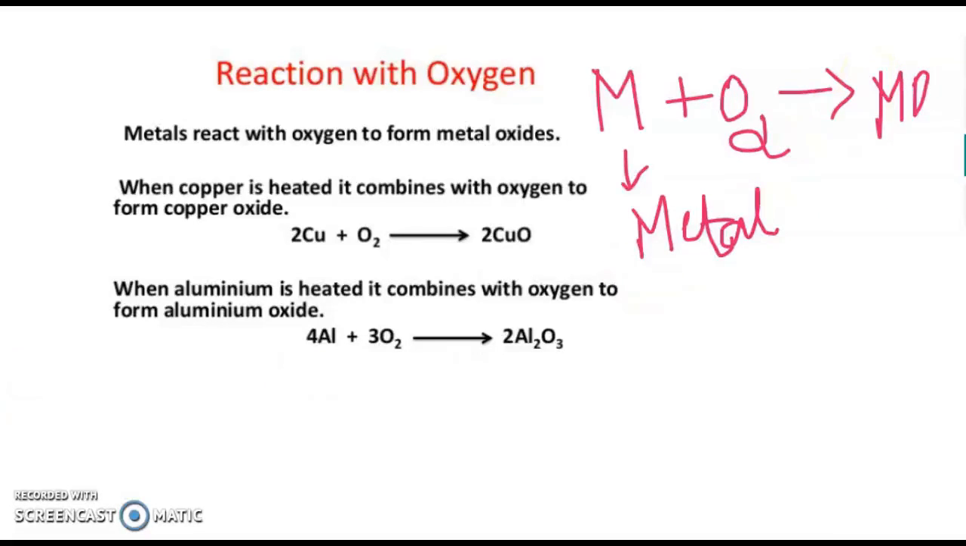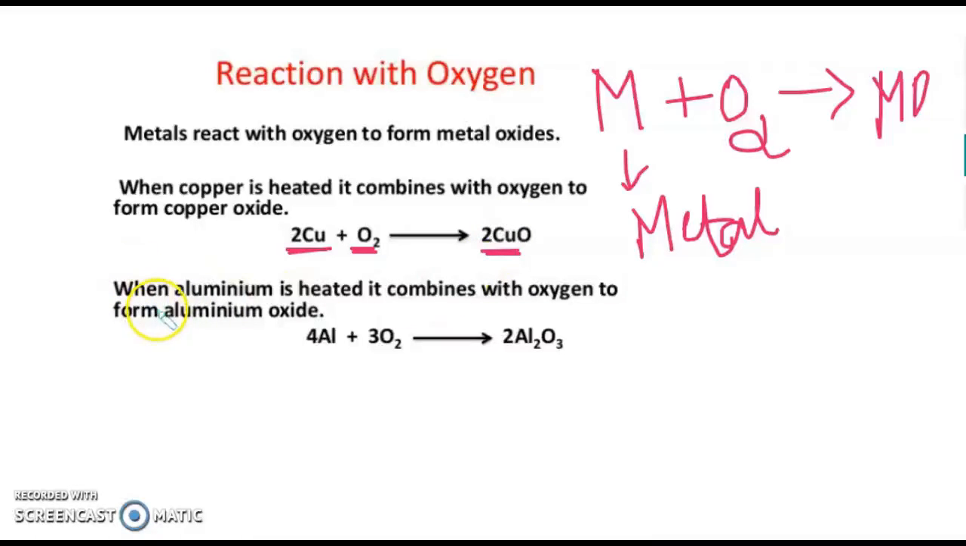So let's see some examples of it. The first one: when copper is heated, here copper is the metal. It's heated with oxygen to give you copper oxide. So what is this copper oxide? This copper oxide is a metal oxide. O2 resembles oxygen and Cu resembles copper. So here the copper combined with oxygen to give you copper oxide, which is a metal oxide.